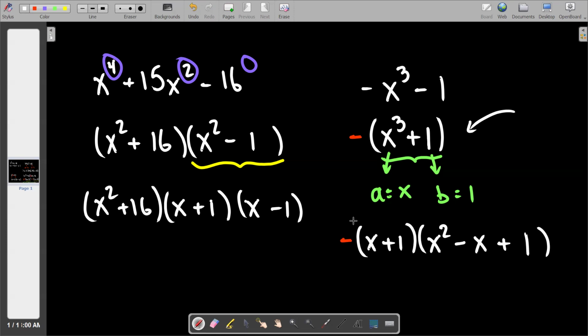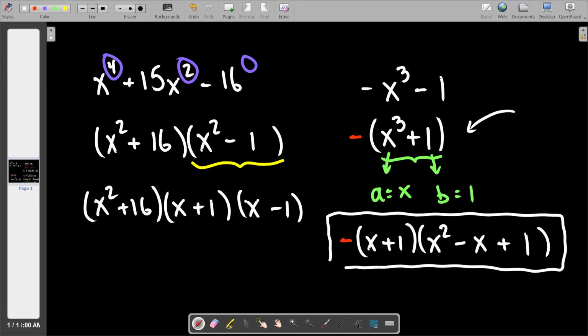Notice the red negative, it doesn't go away. It's part of the answer and it has to stay. So you pull out whatever you need to pull out, rebuild the problem, and then work it from there. Any questions on the second row?